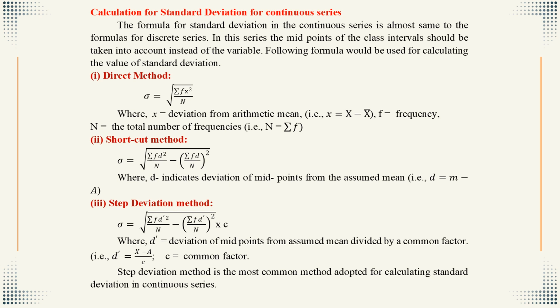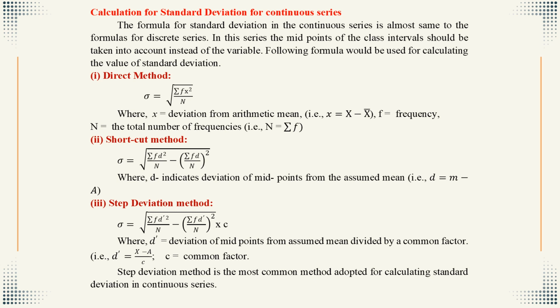One, direct method: small sigma equal to square root of sigma f x square by n, where x is the deviations from arithmetic mean, small x, that is x equal to x minus x bar. F is frequency, n is the total number of frequencies, n equal to sigma f.